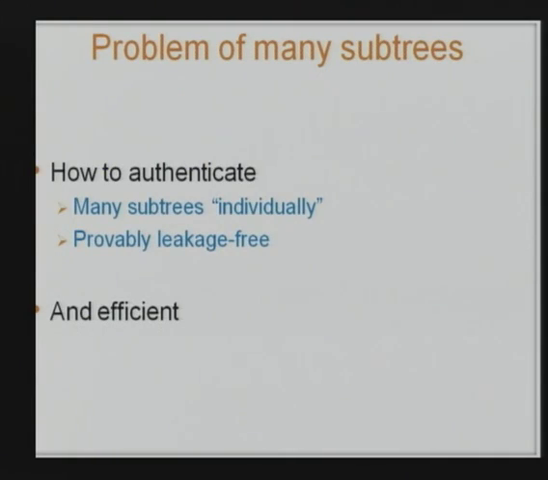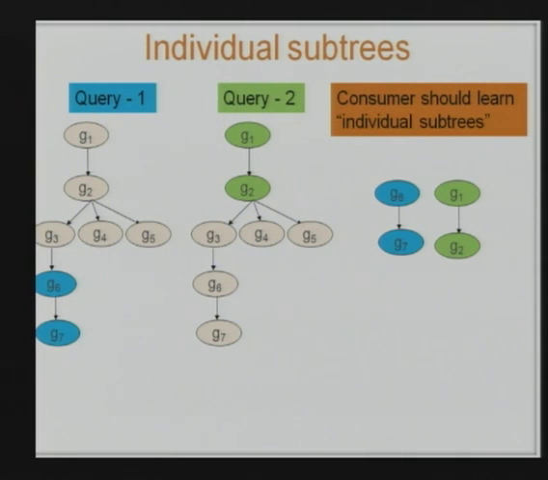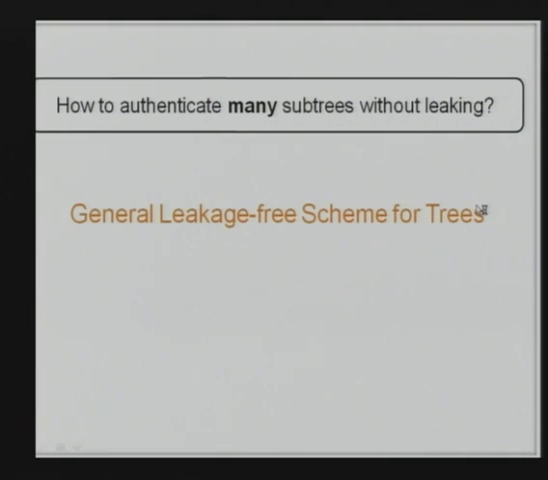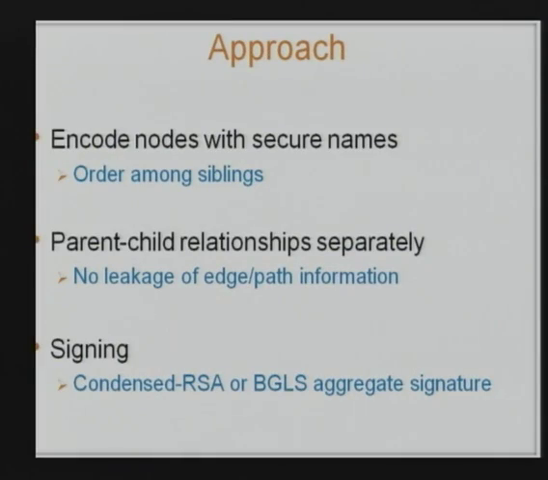Now the problem of many subtrees. In this requirement, the consumer should only learn the individual subtrees. It should not learn any relationship, any parent-child relationship or path relationship between the nodes. So the problem is, how do we authenticate such many subtrees?